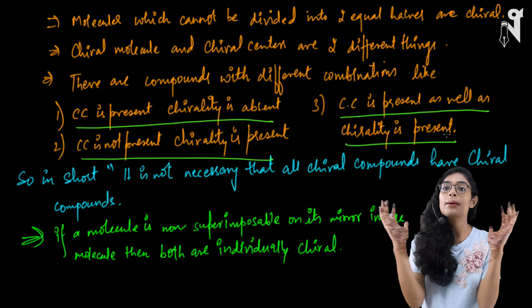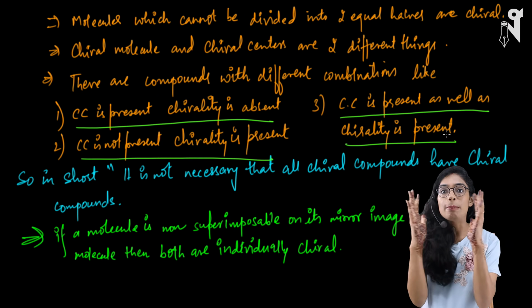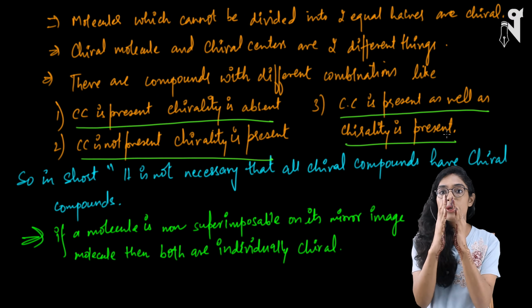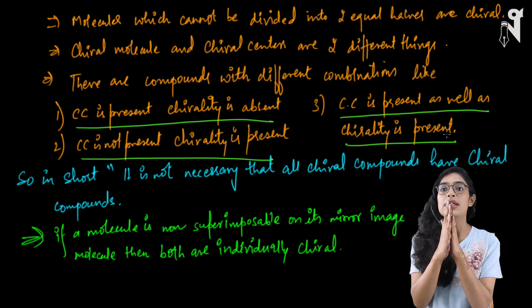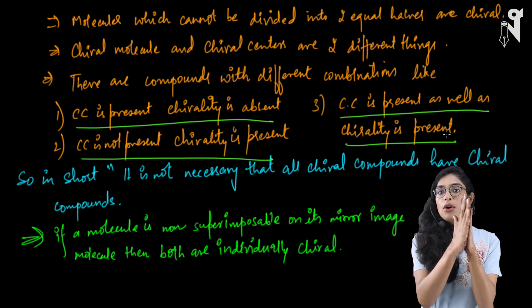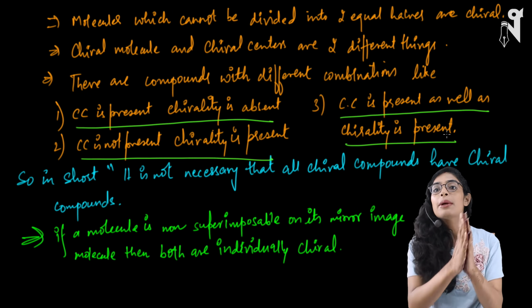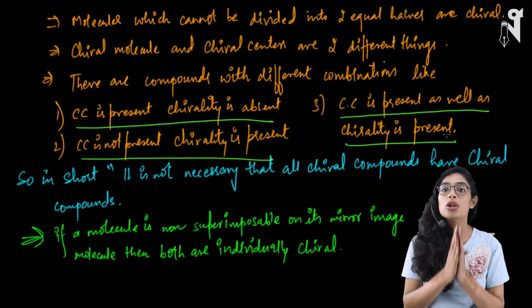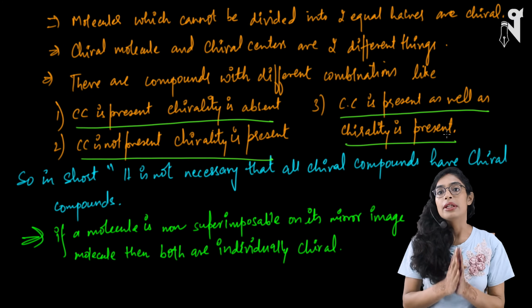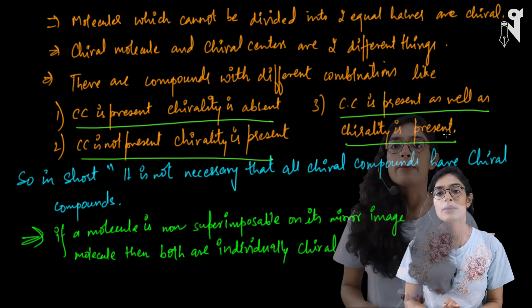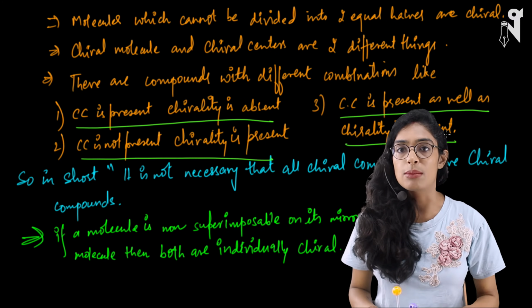When you cannot completely superimpose things, when only the surfaces are superimposing, and not each and every part of the substances completely merging and becoming one, then it is not called superimposable. This is the idea behind chirality.